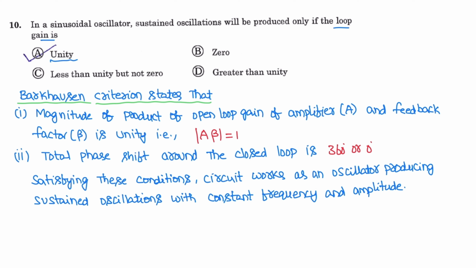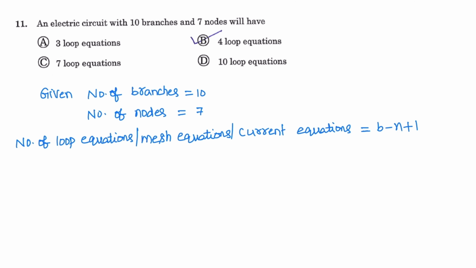Next question. In an electric circuit with 10 branches and 7 nodes, how many loop equations will we have? The number of loop equations, or number of mesh equations, or number of current equations, is given as B minus n plus 1. The number of branches given here is 10 and there are 7 nodes, plus 1. Therefore the number of loop equations is 4. 4 loop equations or 4 mesh equations or 4 current equations. Correct option is B. Next question.